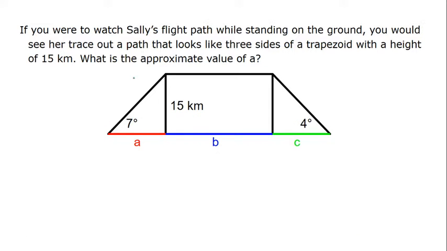If you were to watch Sally's flight path while standing on the ground, you would see her trace out a path that looks like 3 sides of a trapezoid with a height of 15 kilometers. What is the approximate value of A?